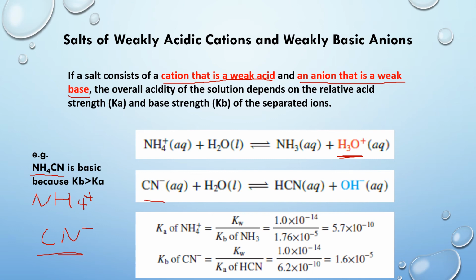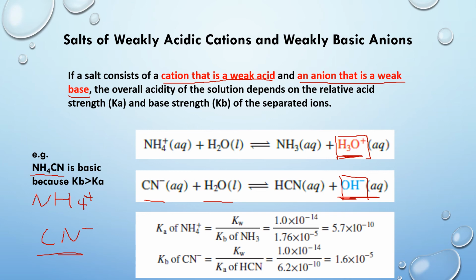So when this cyanide reacts with water, it will generate hydroxide. So you have ammonium generating a proton and cyanide generating hydroxide. To determine whether the solution is acidic or basic, we have to compare the amount of the hydroxide and the proton. Whichever is higher will determine whether the solution is acidic or basic, and the amount will depend on the Ka and the Kb value.